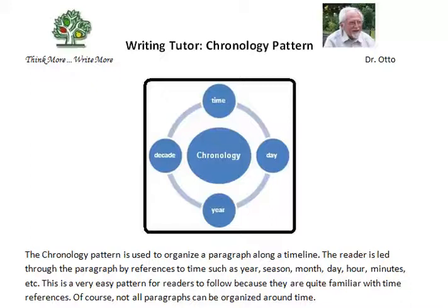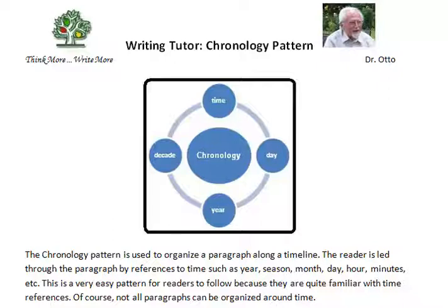The chronology pattern is used to organize a paragraph along a timeline. The reader is led through the paragraph by reference to time such as year, season, month, day, hour, minutes, etc. This is a very easy pattern for readers to follow because they're quite familiar with time references.